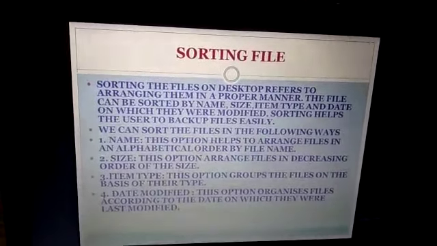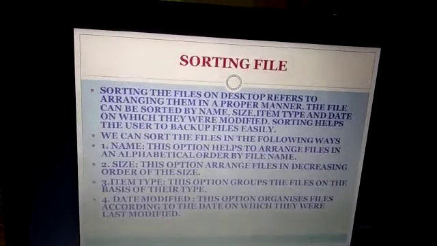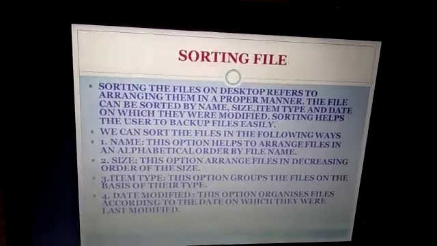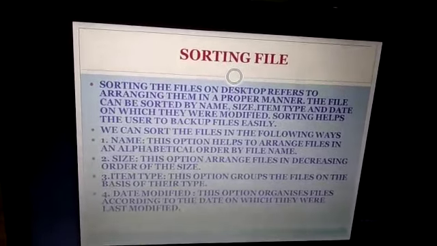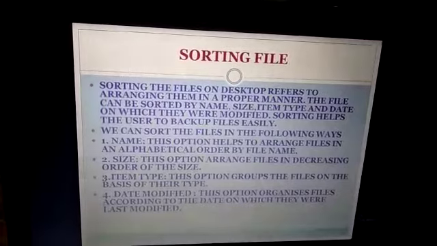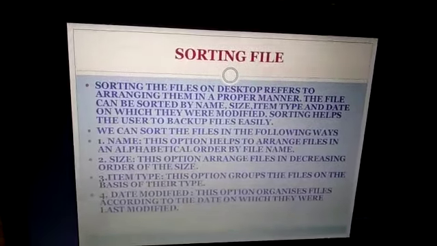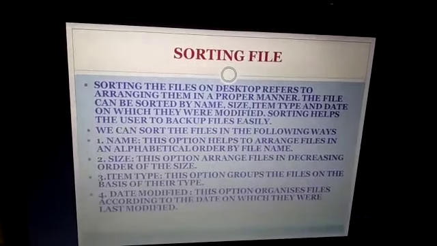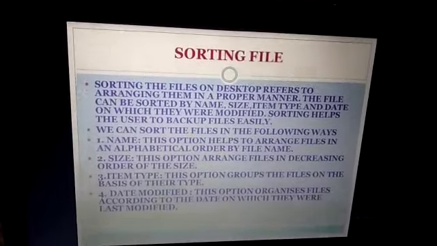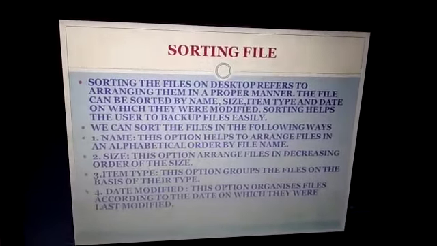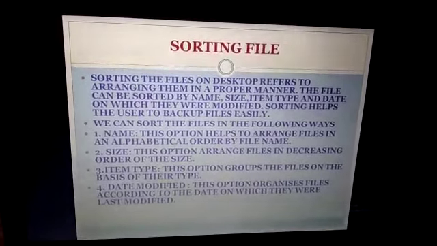First one is name. This option helps to arrange files in alphabetical order by the file name. Next is size. This option arranges files in decreasing order of size. Next one is item type. This option groups the files on the basis of their type. Next is date modified. This option organizes files according to the date on which they were last modified.